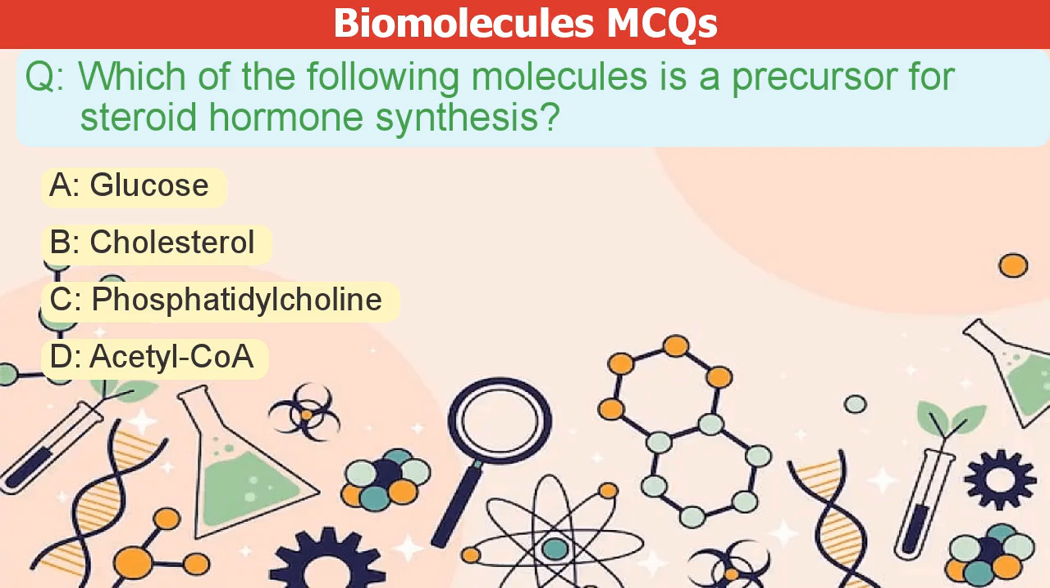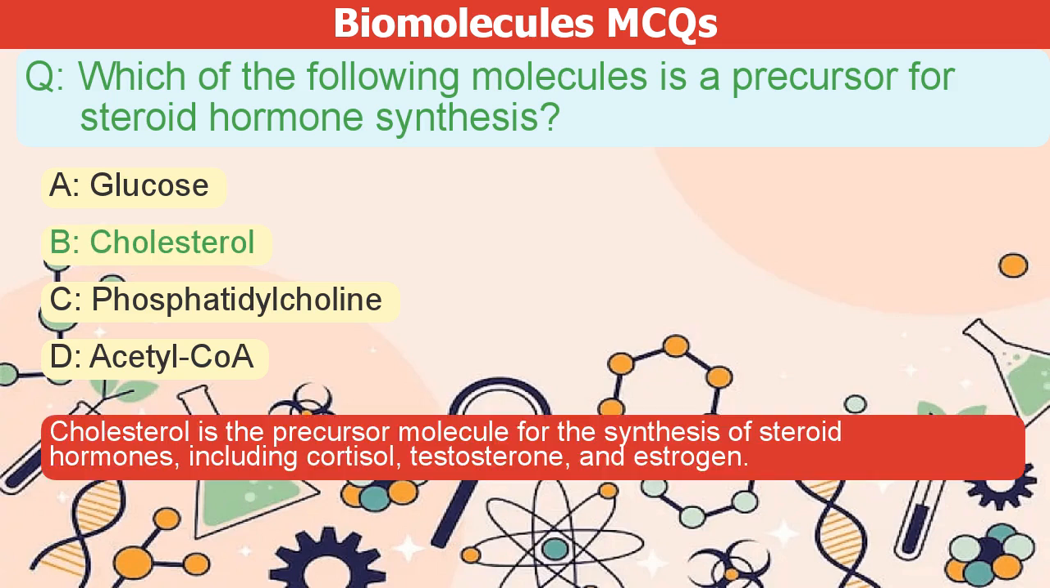Which of the following molecules is a precursor for steroid hormone synthesis? A. Glucose. B. Cholesterol. C. Phosphatidylcholine. D. Acetyl-CoA. The correct answer is B. Cholesterol is the precursor molecule for the synthesis of steroid hormones, including cortisol, testosterone, and estrogen.